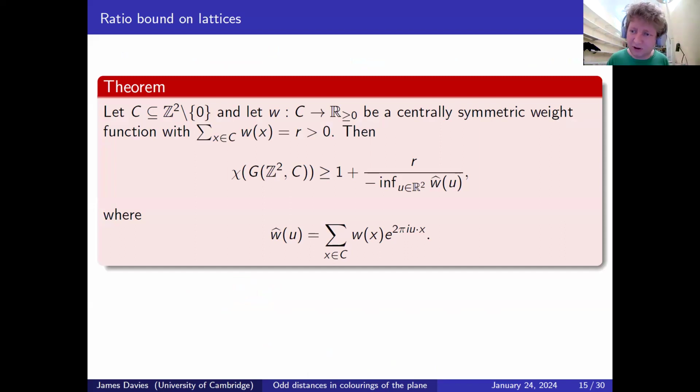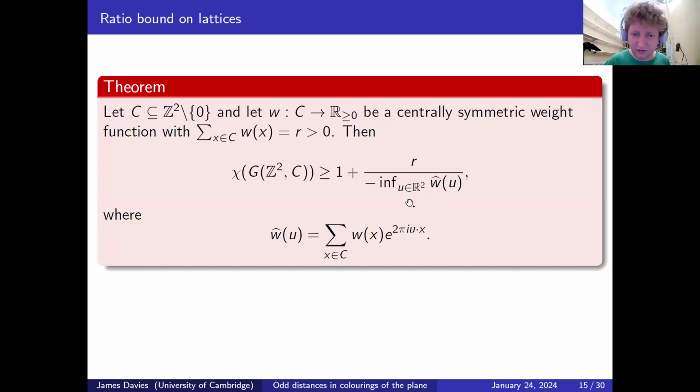But we need a way to examine the chromatic number of such a thing. And for this, we use this strange looking ratio bound theorem. So what this says is if we've got our Cayley graph over Z squared with our generating set C, and we've got some weights on our generators, which will again be centrally symmetric, we give some generator the same weight as its negative. Then we look at the sum of their weights, R, and we look at the minimum of this strange looking W hat function. And we get a lower bound for the chromatic number of 1 plus the sum of these weights divided by the negative of the minimum of W hat.